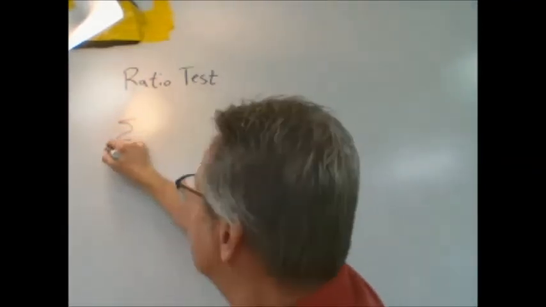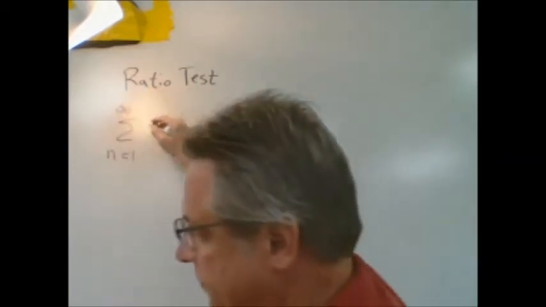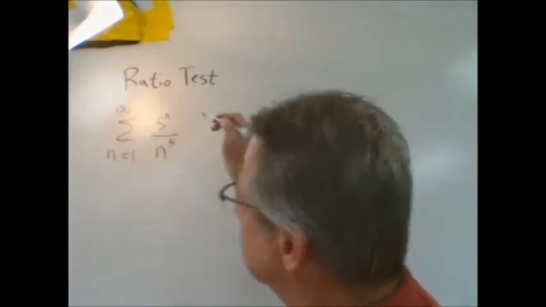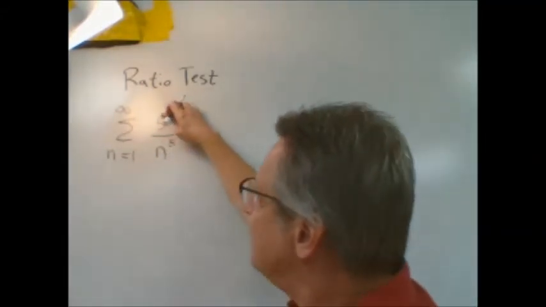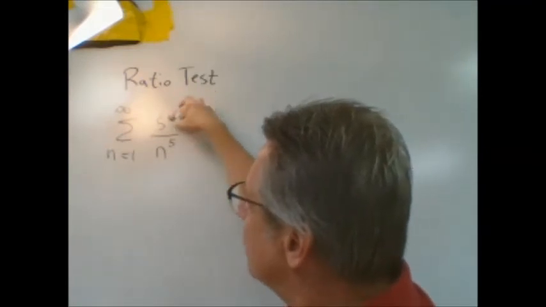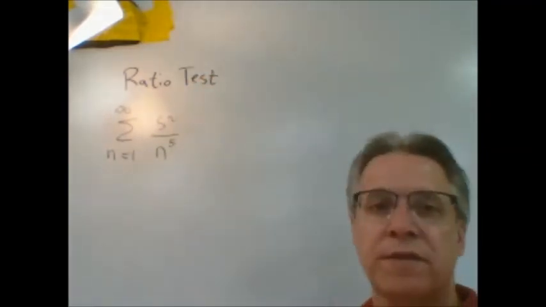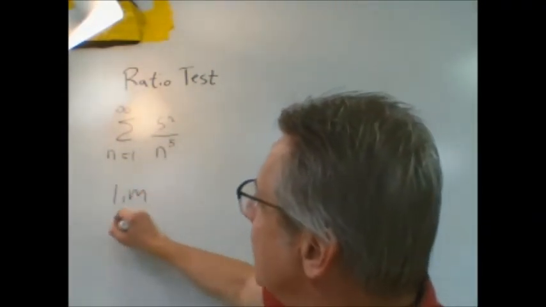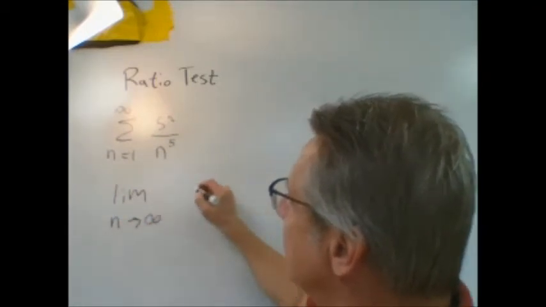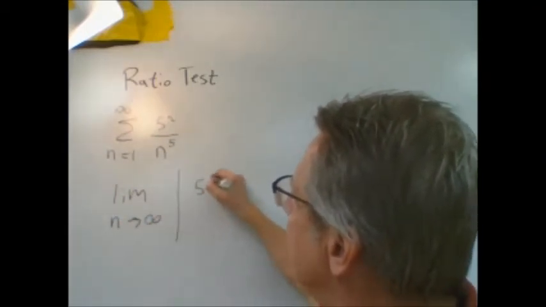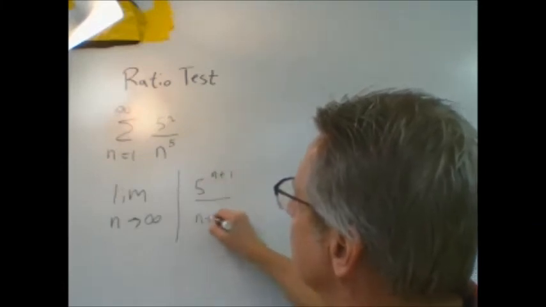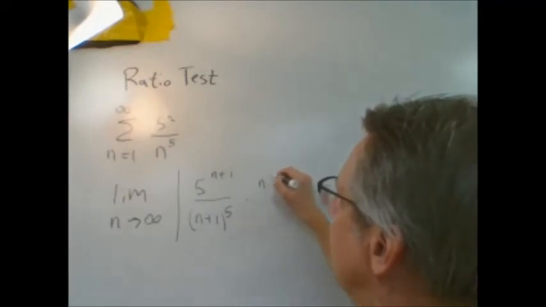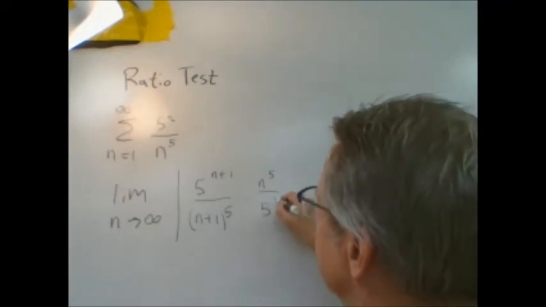The example I would like to do looks like this. We have 5 to the n power over n to the 5th. Which one will grow faster? So if we do the limit as n approaches infinity of the absolute value, so 5 to the n plus 1 all over n plus 1 to the 5th times, I'll just do this right away to save time.